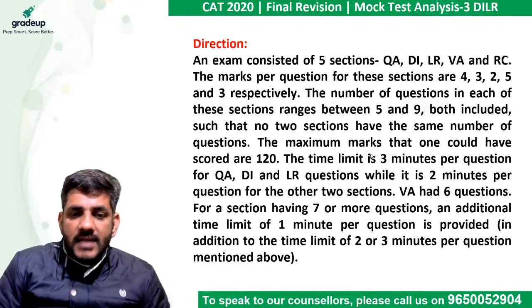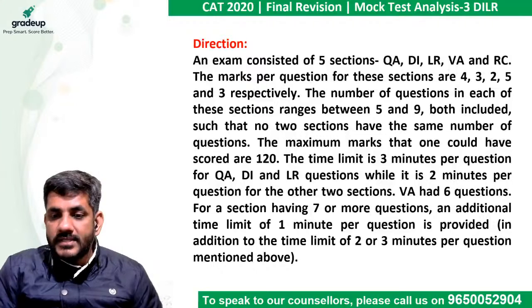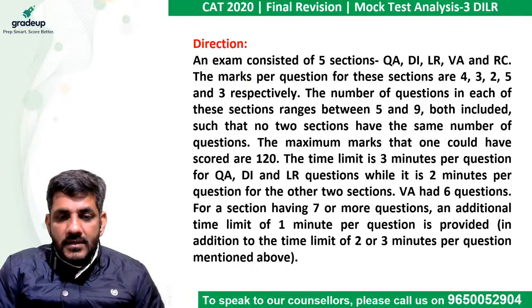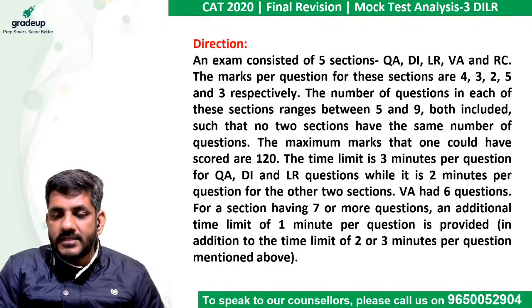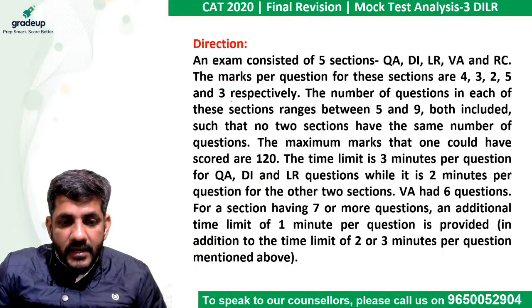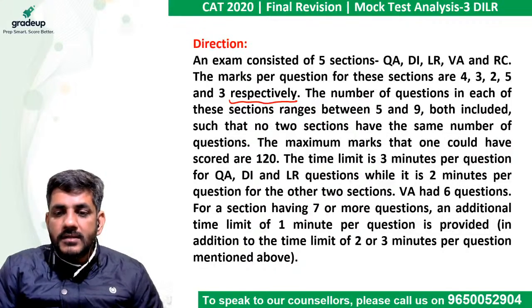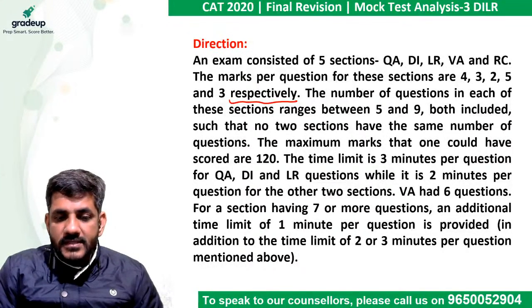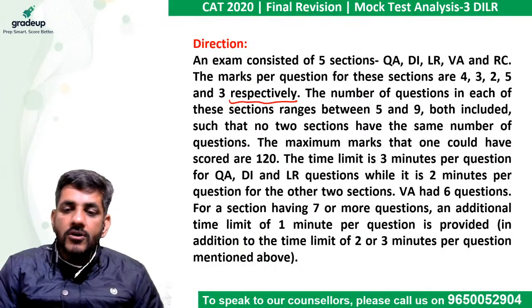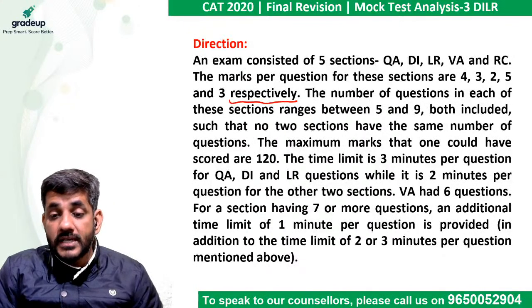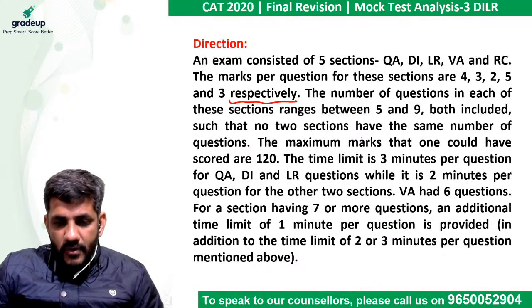It says an exam consisted of 5 sections: QA, DI, LR, VA and RC. The marks per question for these sections are 4, 3, 2, 5 and 3 respectively. That means no different order. The number of questions in each of these sections ranges between 5 and 9, both included, such that no 2 sections have the same number of questions.